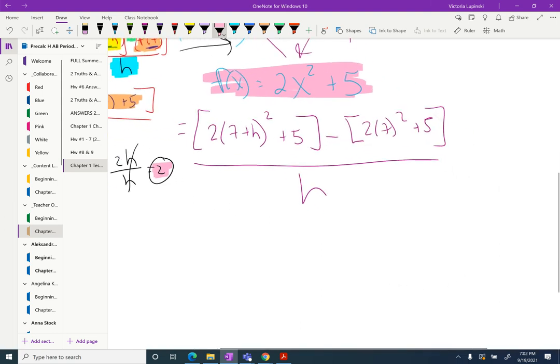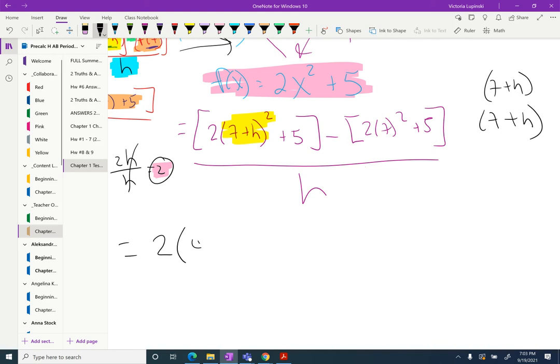Okay, so now we're going to go ahead and actually do it. And again, this right here, this is a FOIL. So I would hope that we're kind of remembering that. So the 2 is on the outside. 7 plus h times 7 plus h. If you have to write the whole FOIL out, that's fine. 7 times 7 is 49. The outers is 7 times h. The inners is also 7 times h, which is going to be 14h, plus h squared, plus 5.